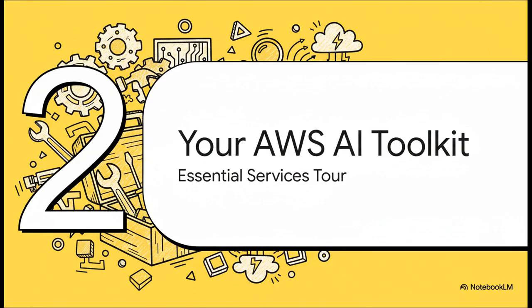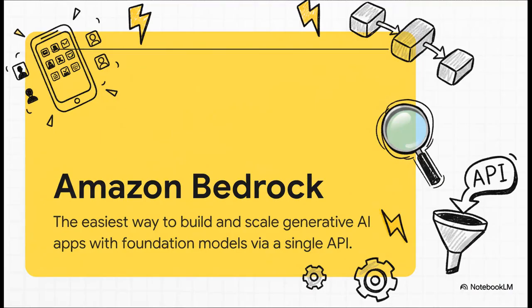Think of this as your personal tour of the most essential services that let you start building immediately. First up, we have Amazon Bedrock. And honestly, the best way to think of this is like an app store, but for incredibly powerful AI models from all the top companies. And the best part, you get access to all of them through one single, simple API. It makes getting started ridiculously fast.